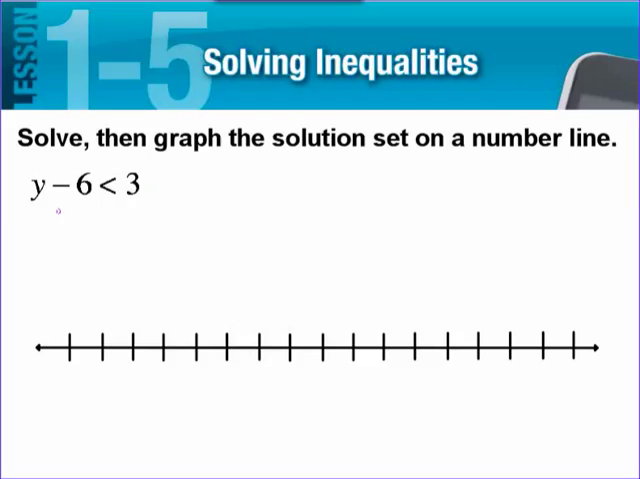Yep. Add 6. I'm going to take the negative over to the right, and so I get y to be what? Less than 9. So now I need to graph that.